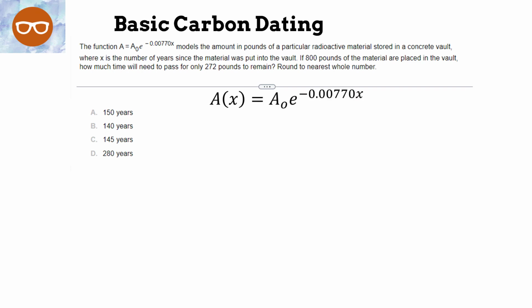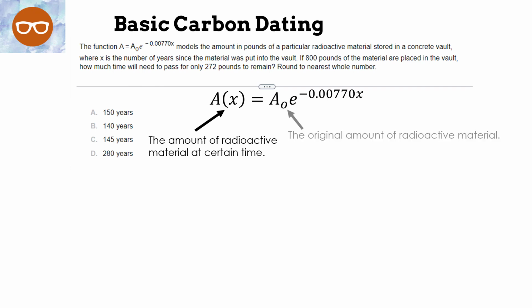Let's look at our equation. Well, A of x is the amount of radioactive material at a certain time, and the time is what we're looking for. A sub naught is the original amount of radioactive material. Let's fill in what we know. If 800 pounds of the material were placed in the vault, so that's our original amount, how much time will need to pass for only 272 pounds to remain? Now let's solve.